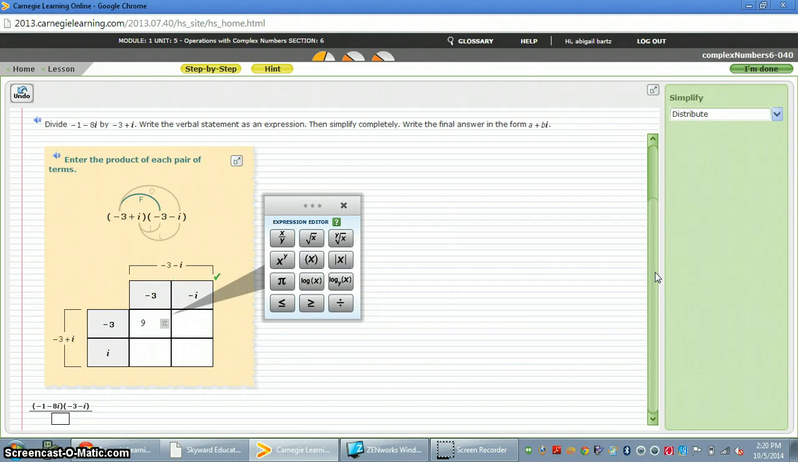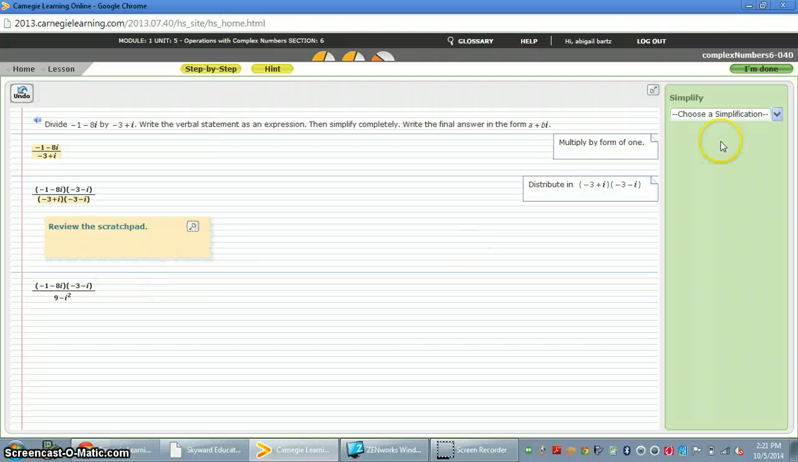And negative 3 times negative 3 is 9. Negative times a negative is a positive. Negative times a positive is a negative. And negative times a positive is a negative. So then they just want you to simplify it and write that in here. So I would have 9, and then what I notice is this one and that one cancel, so I just have minus i squared.